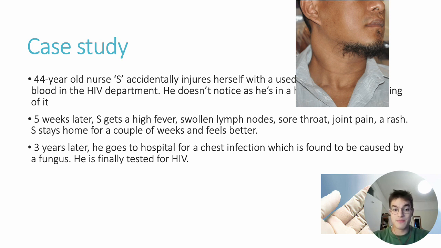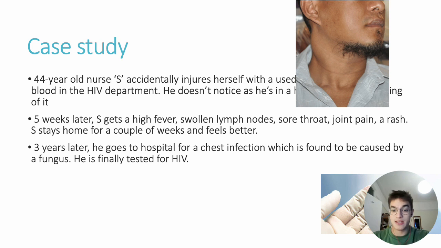Then 5 weeks later, as unlucky as he is, he now gets a really high fever. He's got these really swollen lymph nodes around his neck. He's got sore throat, joint pain, a rash. He thinks it's just maybe a flu or something. So he stays at home for a couple of weeks and he starts to feel a bit better.